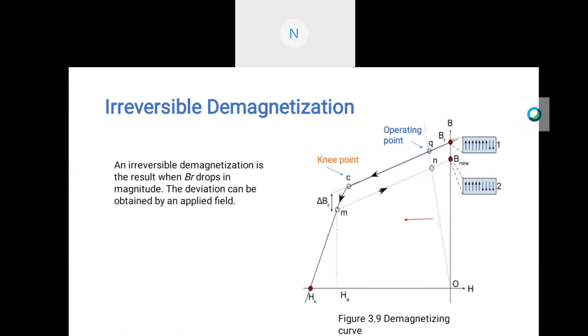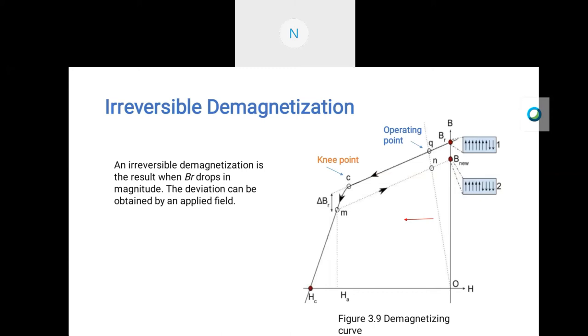When demagnetizing field is applied on the motor, what happens? Then the flux density drops linearly to some extent to a point C, which we know as the knee point. The curve follows a linear path to the knee point. In this region, CBR, if the applied field is removed, then what happens? The magnet will attain its original flux density. It will recoil to the original BR.